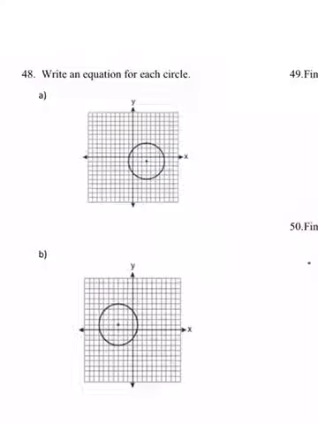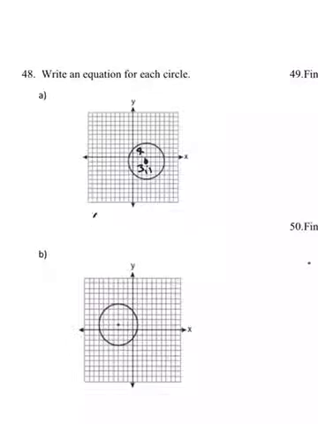Write an equation. So for each circle, we're actually going to write an equation. These look like answer choices to a question, so they probably are. We need the center and the radius. So 3, 1 is your center. Actually 3, -1. And a radius of what looks like 4.